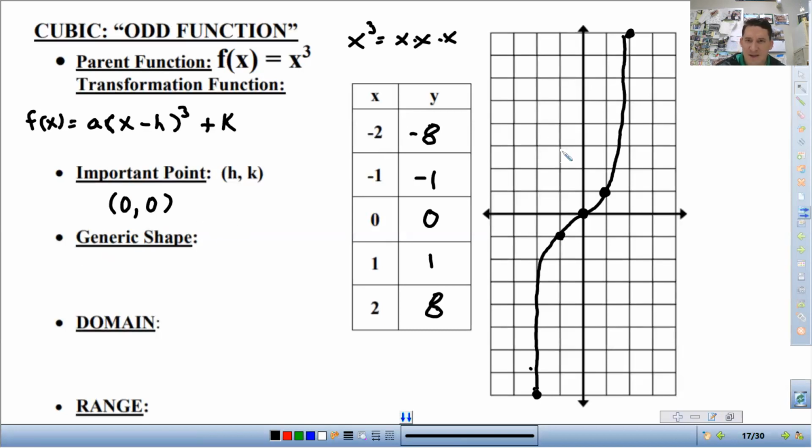The generic shape, I always call this an S curve, even though it doesn't really look like an S, it's more like a sideways Z, maybe, I don't know.